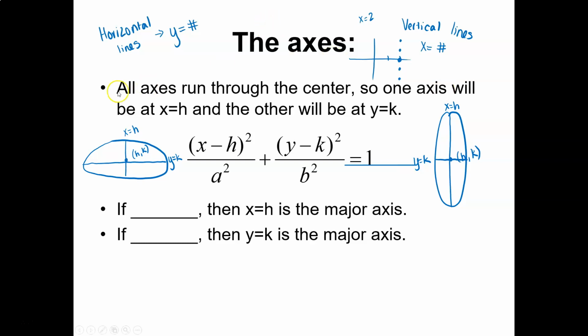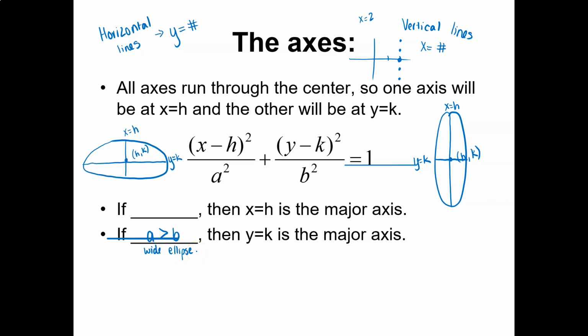Okay, so let's first consider the wide ellipse. If I have the wide ellipse, which axis is going to be my major axis? The y equals k or the x equals h? Y equals k. Okay, so y equals k is the major axis if it's wide. How can I tell from the equation if it's wide? The number underneath your x is bigger than the number underneath your y. So I'm going to say A is greater than B. And we might want to write below it, wide ellipse.